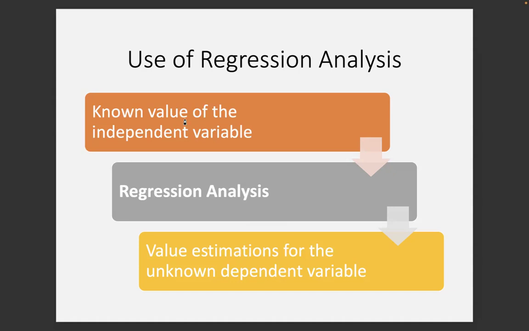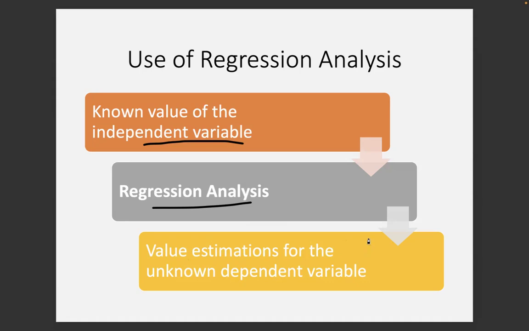We can have a known value of the independent variable. There's no association, I mean, there's no dependency in between those two variables. That is the first part. Then we can do the regression analysis for those two variables. Once we complete this regression analysis, we can make value estimations for the unknown dependent variables.